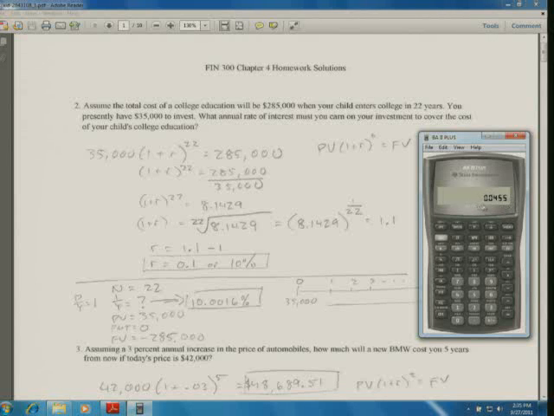That is 1 divided by 22. It did the division inside the parentheses. Now I have to hit the equal key. And so I hit the equals key, and now what it's done is taken that 8.1429 and raised it to the 1 over 22. And the result is 1.1000. So where we're at now is 1 plus r equals 1.1.